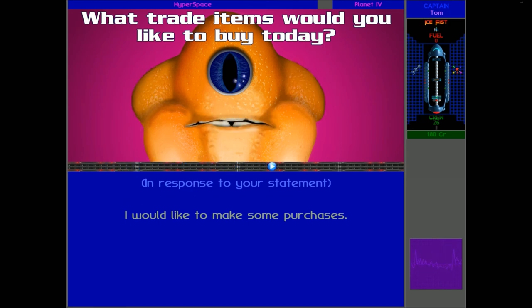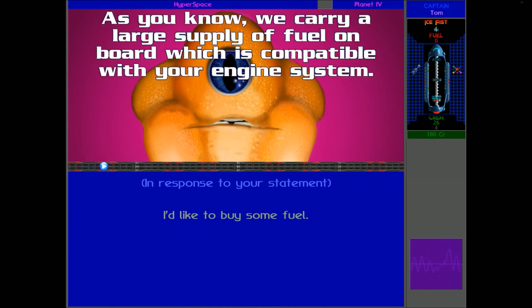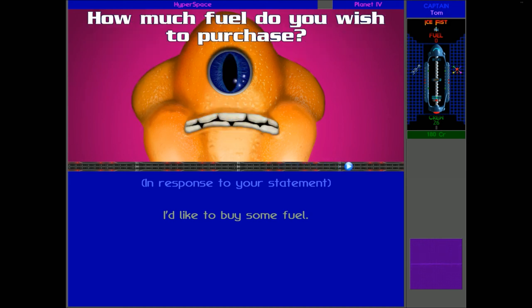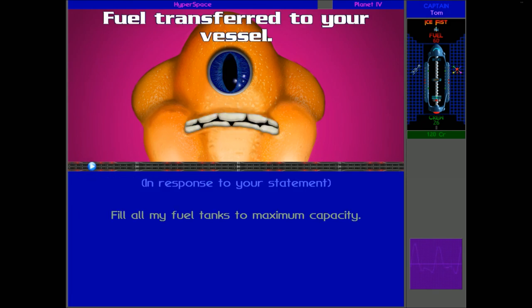What items would you like to buy today? I would like to buy some fuel, please. As you know, we carry a large supply of fuel on board, which is compatible with your engine system. We will be happy to sell this substance to you at a cost of 1 credit per fuel unit. How much fuel do you wish to purchase? I would like to purchase all the fuel I need to fill up my tanks. Fuel transferred to your vessel.